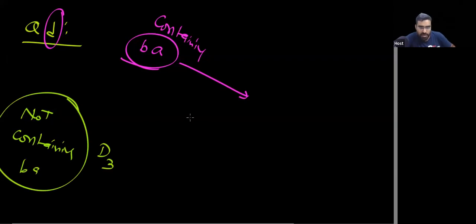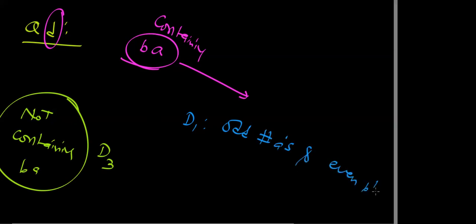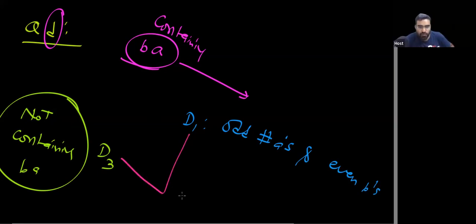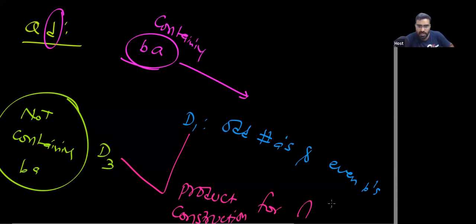Then you have created another DFA for what? Which language? Sir, odd number of A's and even number of B's. You have created one DFA for odd number of A's and even number of B's. Okay. Yes. Now what you need to do? You need to create the product automata and find the intersection. So you need to create product construction for intersection of these two, for intersection of D3 and D1.